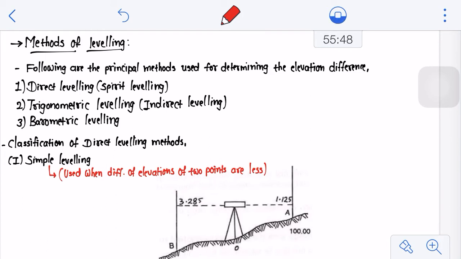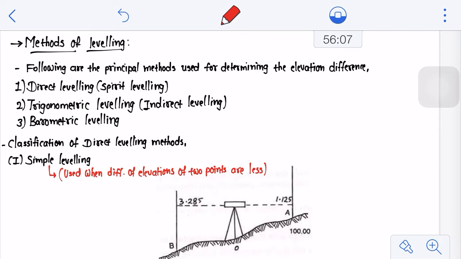So I'll give you the classification of direct leveling. As you can see, just below these three method names I have listed, the classification of direct leveling is there, that I'll discuss after giving a brief introduction about these methods, right? So the first one, direct leveling, which is also known as spirit leveling. What is this method in fact?